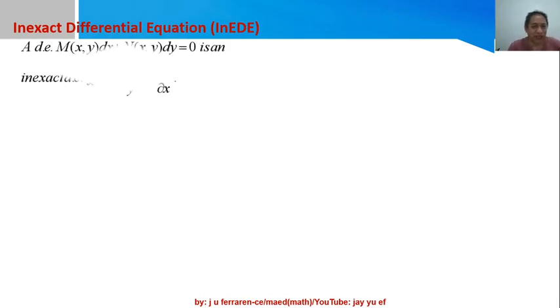When you test for the exactness of the DE, the partial derivative of the coefficient of your dx is not equal to the partial derivative of the coefficient of dy with respect to x when it is differentiated. Now, this is how we're going to proceed. We have to look for an expression that will be multiplied to the original DE, which will convert the DE into an exact DE. That expression is what is termed as an integrating factor.